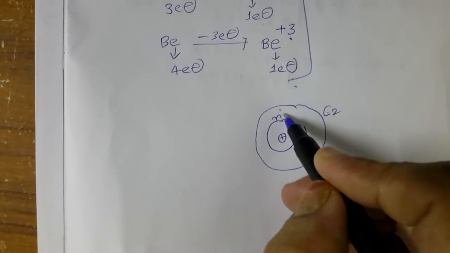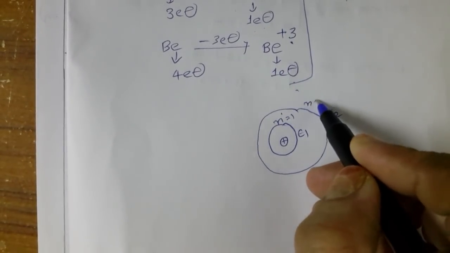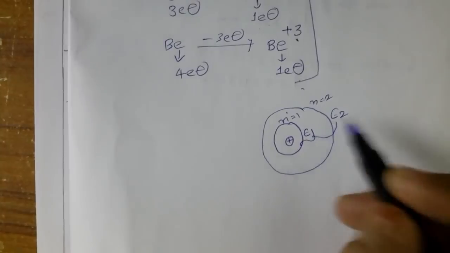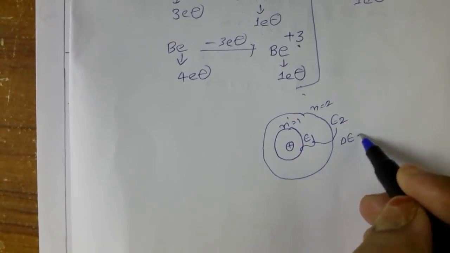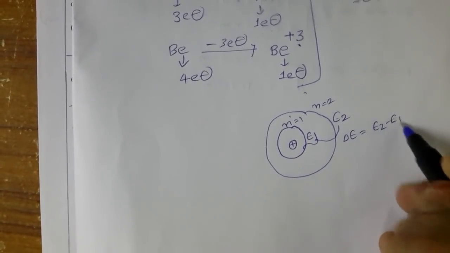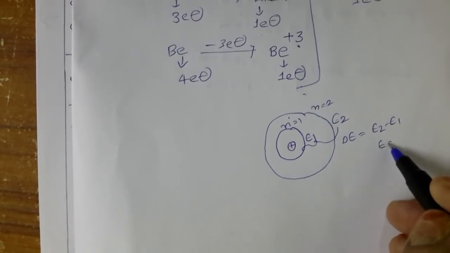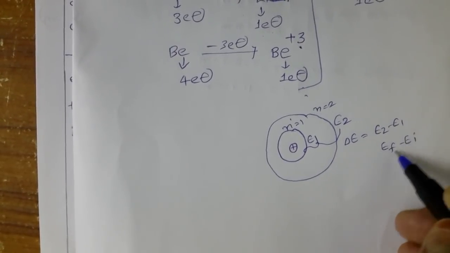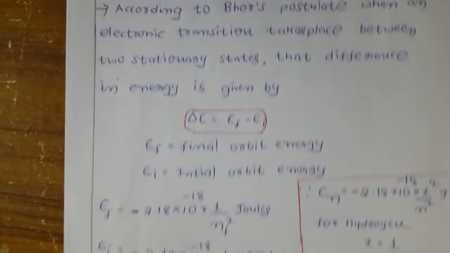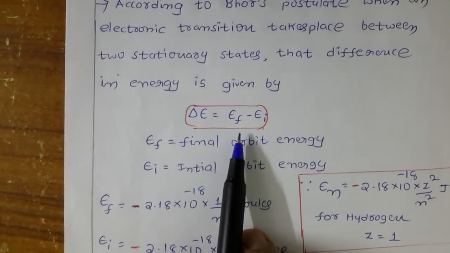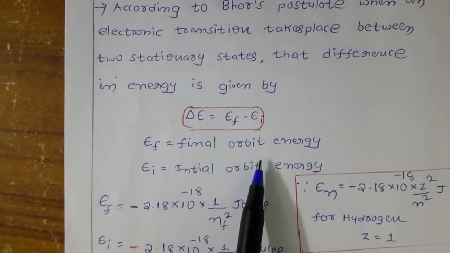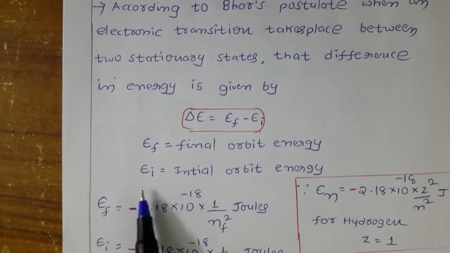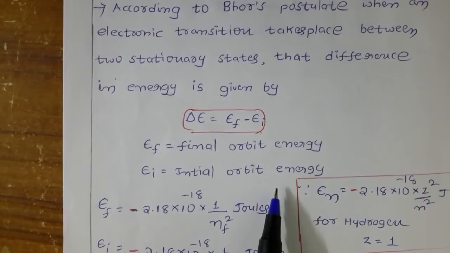This is n equal to 1. Here n equal to 2. Now the energy equation: here we have delta E equal to E2 minus E1. So instead of E2 minus E1, here we took E final minus E initial. Now, EF means final orbit energy, and EI means initial orbit energy.